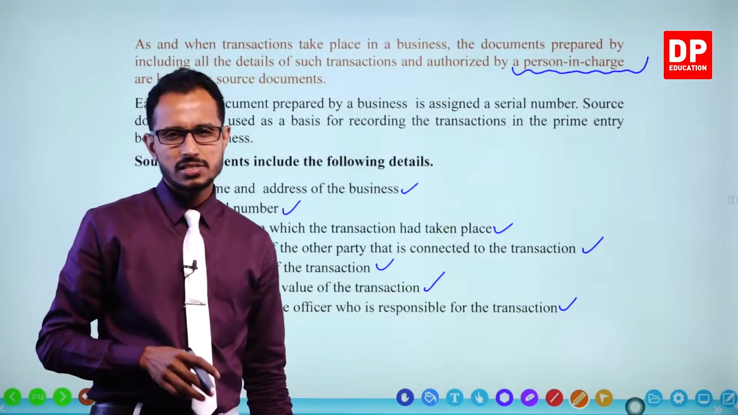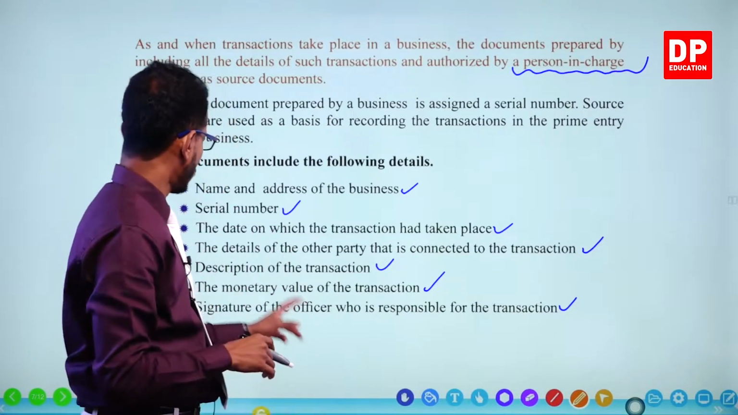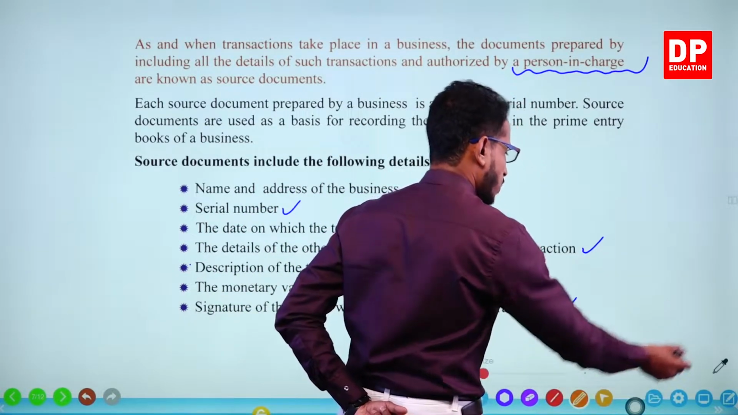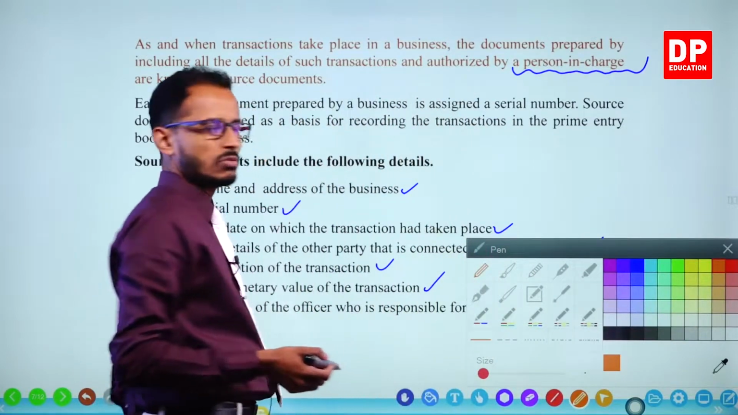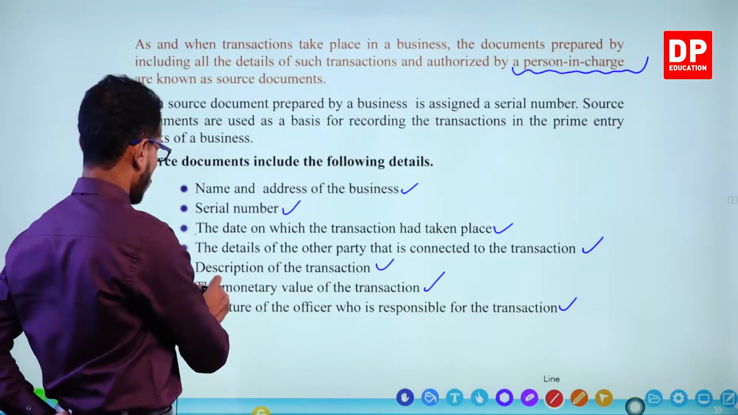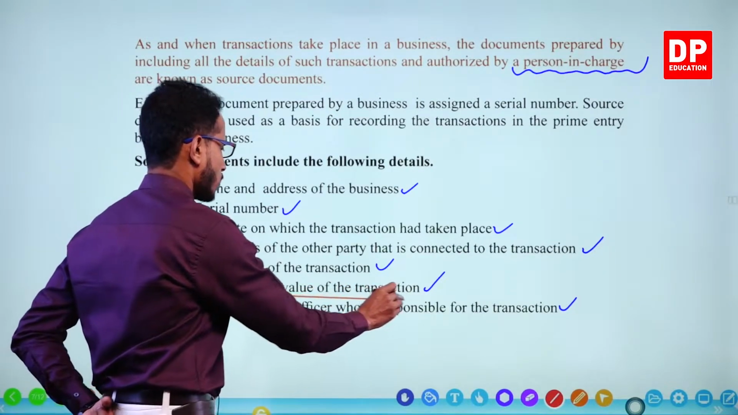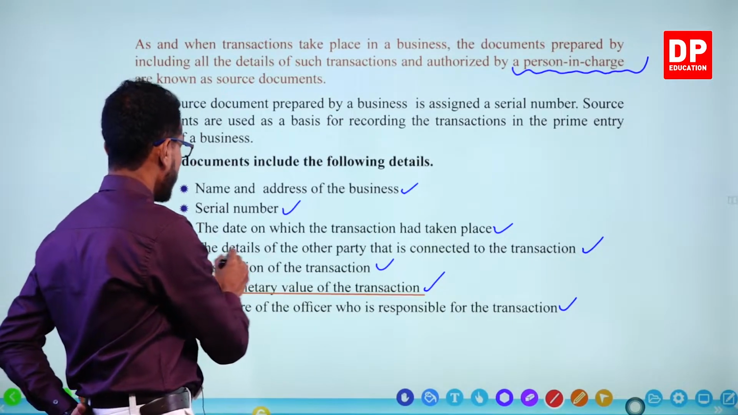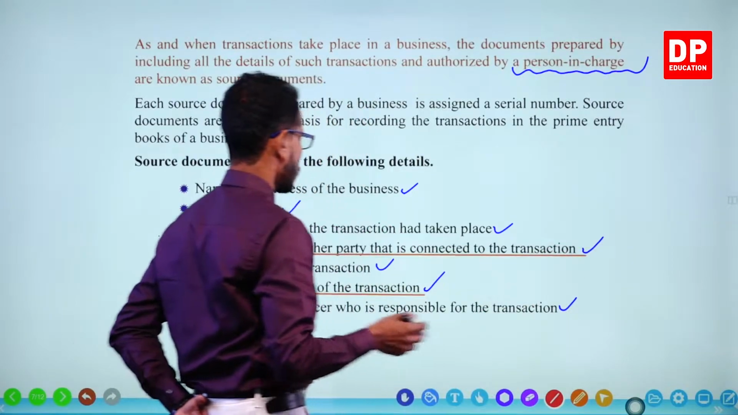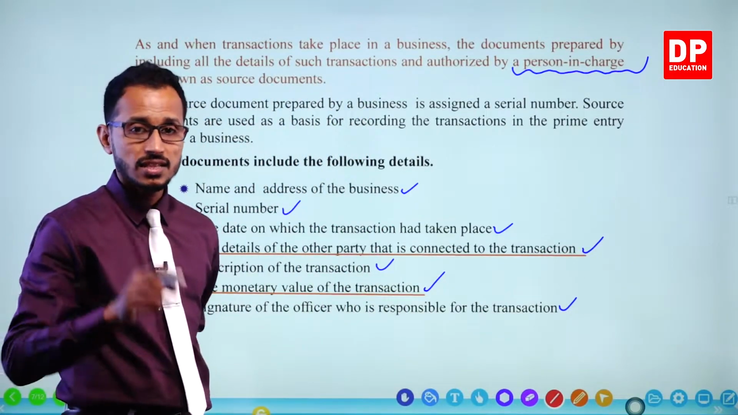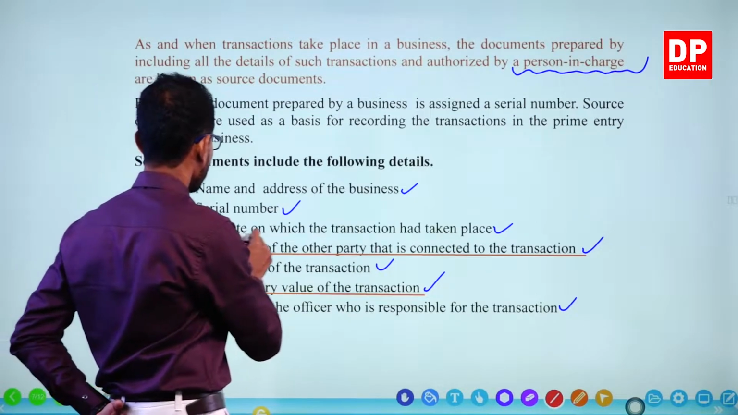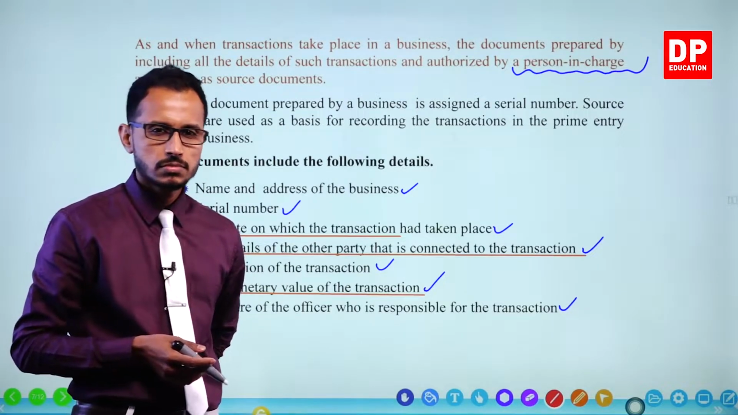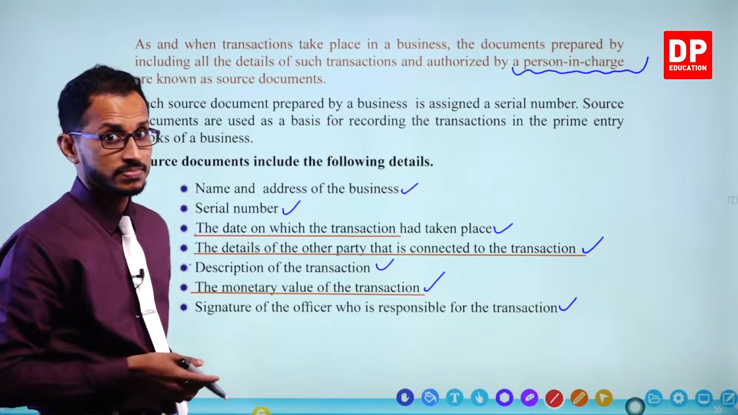Just try to remember at least 3, 4 of the important ones. At least 2. Mainly the monetary value, which means the amount of the transaction, and the details of the customers. Details of the customer. These things are the important things. Date of the transaction. Just remember 2 or 3. It'll be useful for you, not for me.